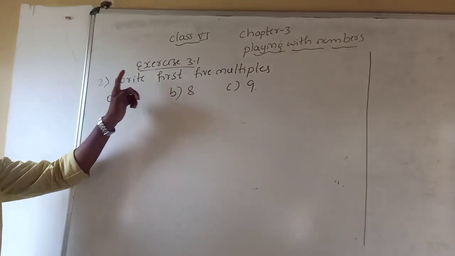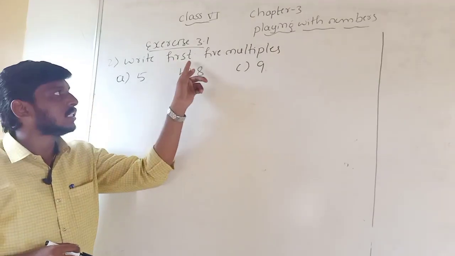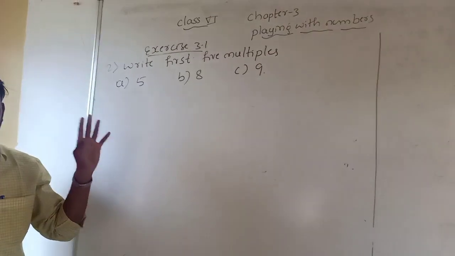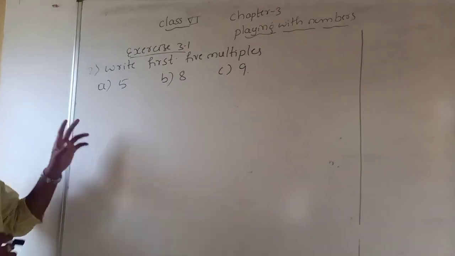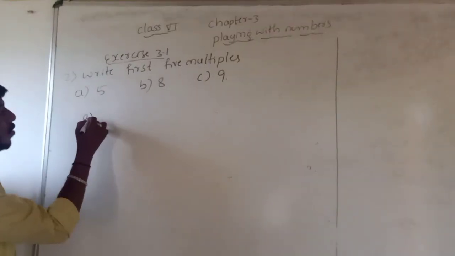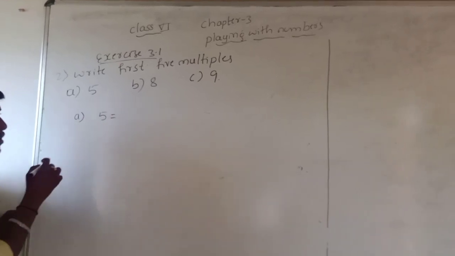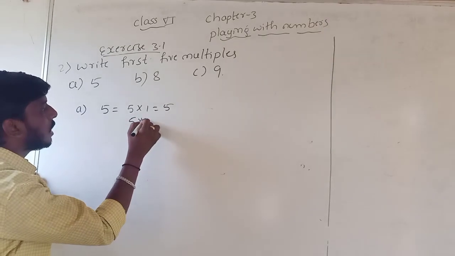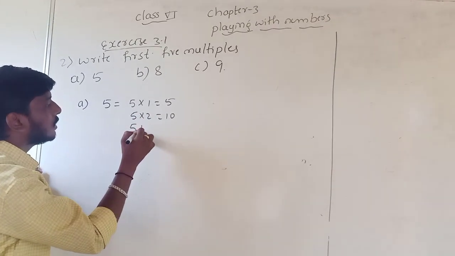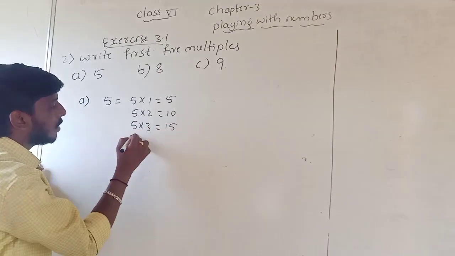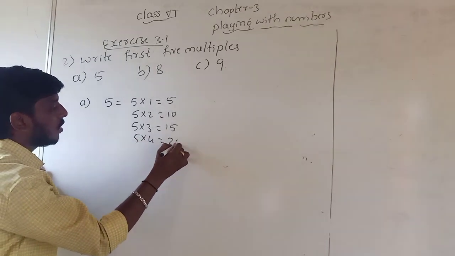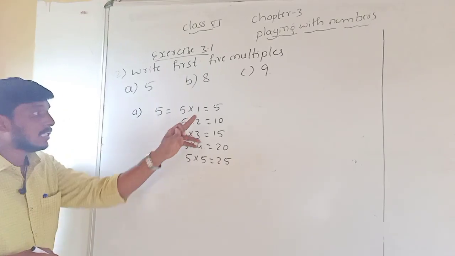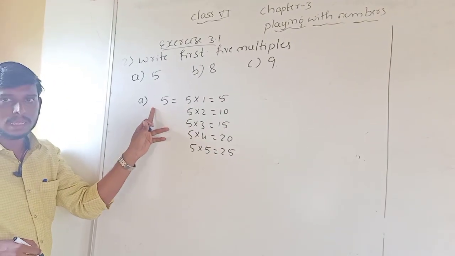So here, the second question is write the first 5 multiples. First 5 means multiply by 1, 2, 3, 4, 5. First 5 multiples. So I will take the first one. A. What are the first 5 multiples of 5? 5 ones are 5, 5 twos are 10, 5 threes are 15, 5 fours are 20, and 5 fives are 25. So these are the first 5 multiples of 5 only.